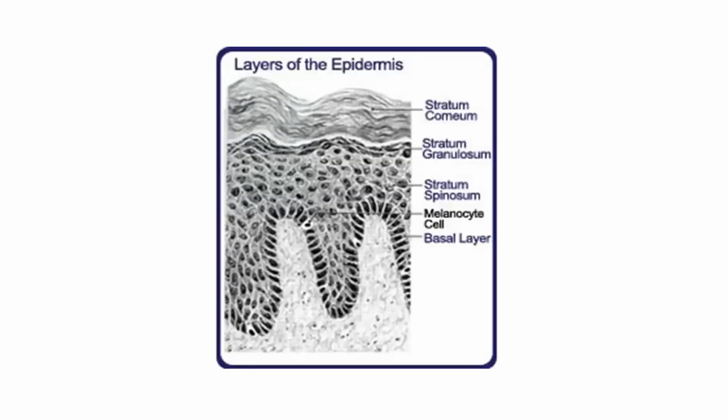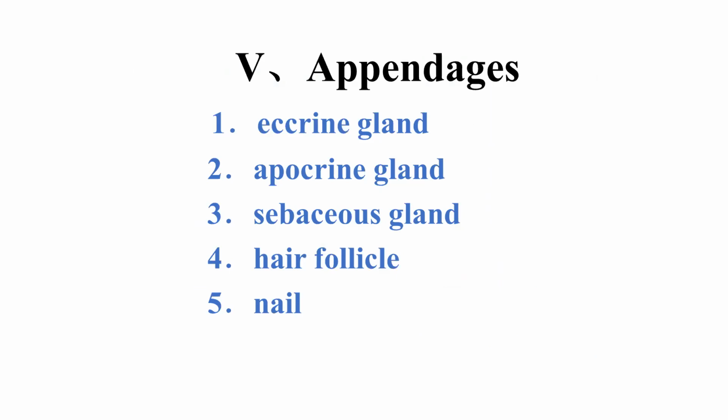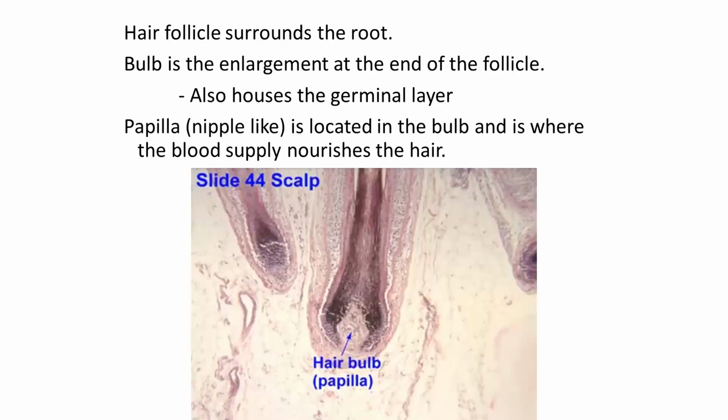Layers of the epidermis. Layers from outside to inside, yeah, inside to outside. Stratum corneum, stratum lucidum, granulosum, spinosum, and then the basal layer, stratum basalis or the stratum germinativum. Appendages means the structures that accompany it: eccrine gland, apocrine, sebaceous, hair follicle and nail.